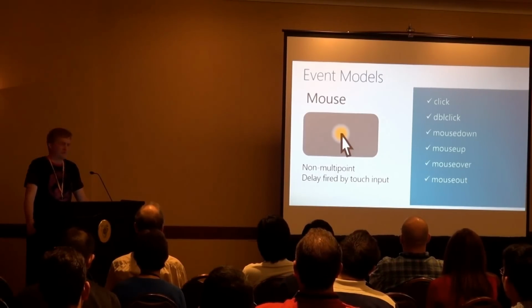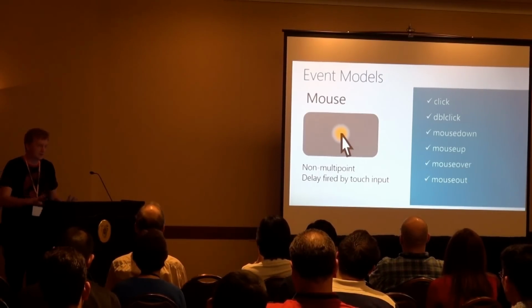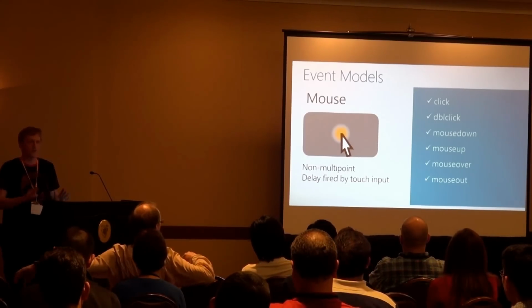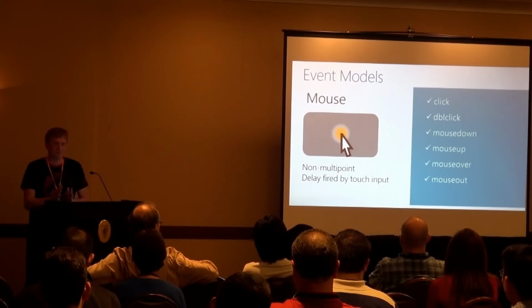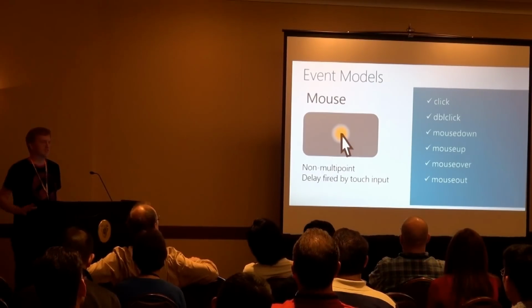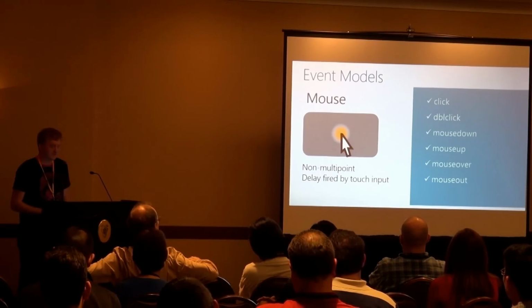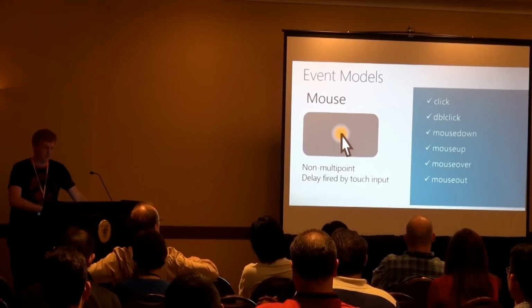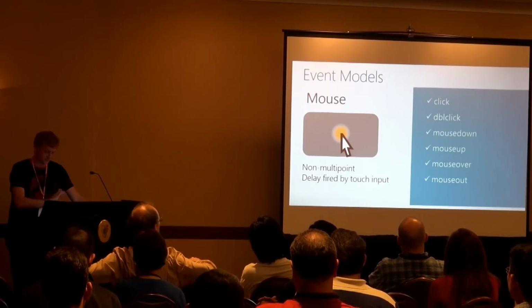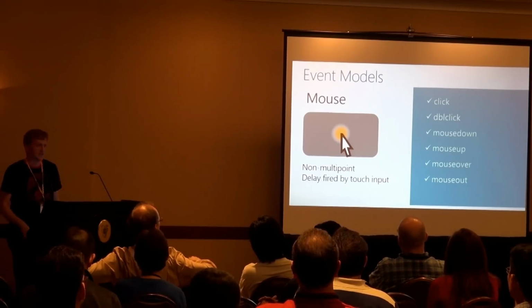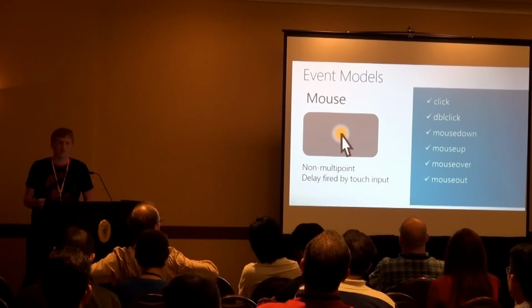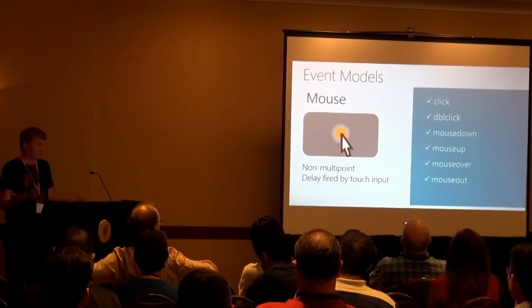Okay, so to take us back, I'm going to try to start at a place where we're all familiar. So the event model for a mouse. It's probably pretty familiar to all of us. We've been working with this for years. So it basically supports things like click, double click, mouse down, mouse up, mouse over, mouse move, type of things. And it works on our traditional mouse and keyboard devices, but also it works with our touch devices.